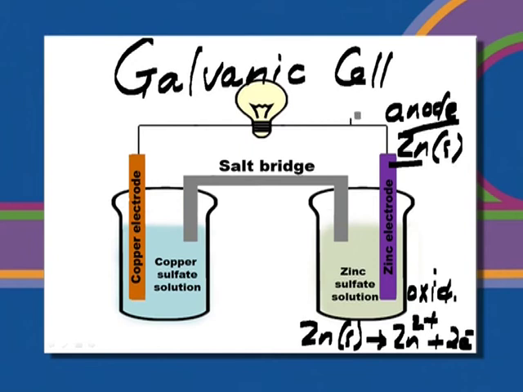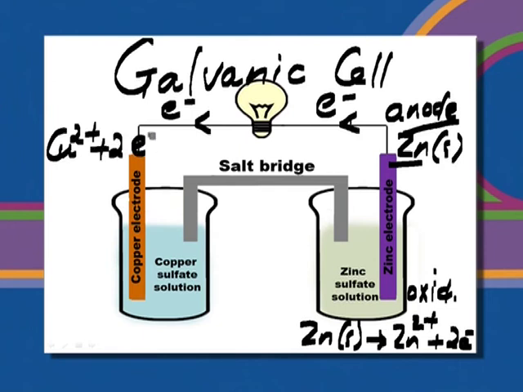Okay, those electrons move in the outer circuit in that direction towards the copper. All right, on the other side, on the copper, we see reduction happening. The Cu²⁺ in solution receives the 2 electrons to become copper solid. Now, this is gaining of electrons, so it is reduction. Okay, gaining of electrons, reduction. That's what is happening there.